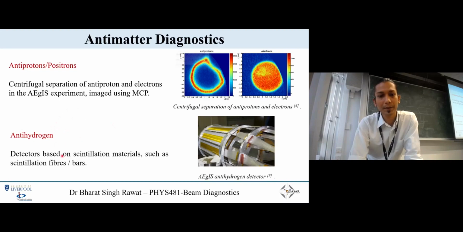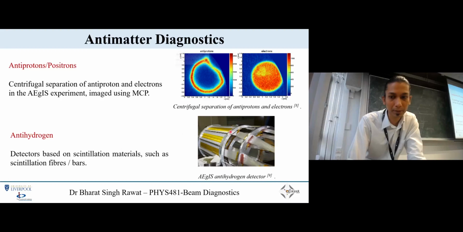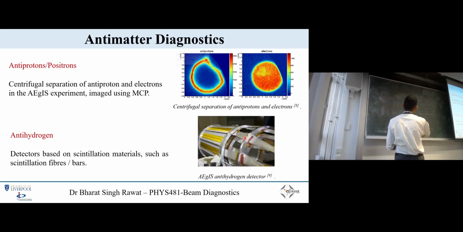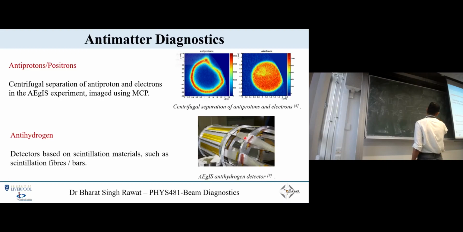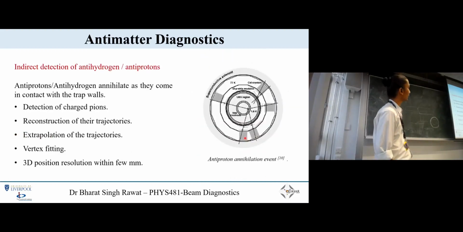Antihydrogen has another way of detection. We use scintillation materials, like scintillation fibers. This is a typical scintillation fiber bundle which we have in the AEgIS experiment. It has different layers of scintillating fiber. Imagine this is the core of the experiment, and on the outside you have the entire thing covered with these scintillation detectors, each with a different layer. So there are multiple layers which help in detecting antihydrogen. This is the cross-sectional view.